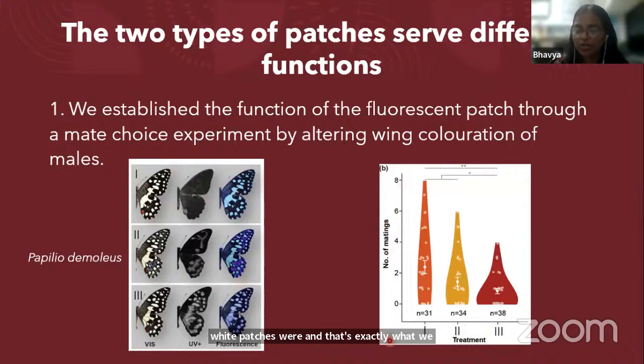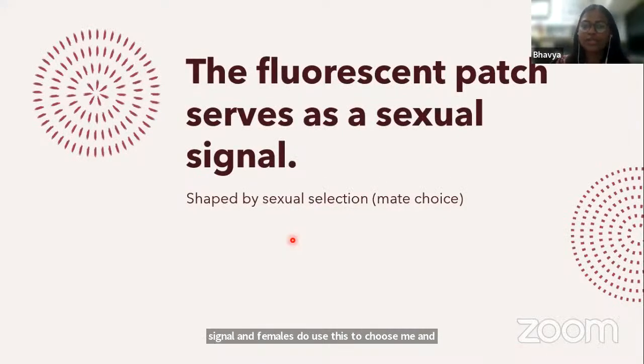Just to go through the graph here, on the y-axis we see the number of matings, which is basically: did the male receive 1 mating, 2 matings, 8 matings, how many matings did a male receive? And on the x-axis, we see treatment, which is the same 1, 2, 3 treatments here. And the n values here are the number of males that we had in each group. From this experiment, we found that this white color patch is important as a sexual signal, and females do use this to choose males. Hopefully from this, we can see that the fluorescent patch serves as a sexual signal that is shaped by sexual selection or mate choice.